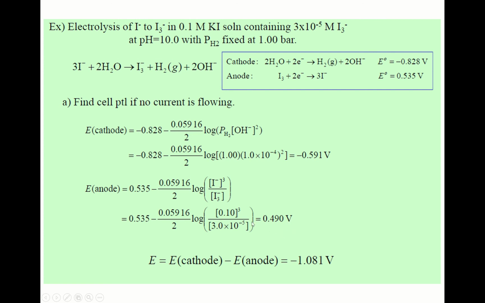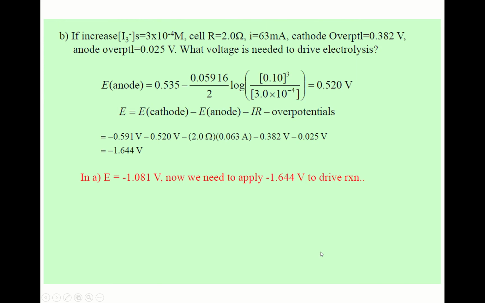0.490 volt. Okay, and then you have to at least apply how much, this minus this one, and then we get minus 1.081 volt. Yeah, this is the minimum voltage for this reaction to take place. Okay, actually you have to add a more negative potential than this one. Okay, and now question B is the actual case.